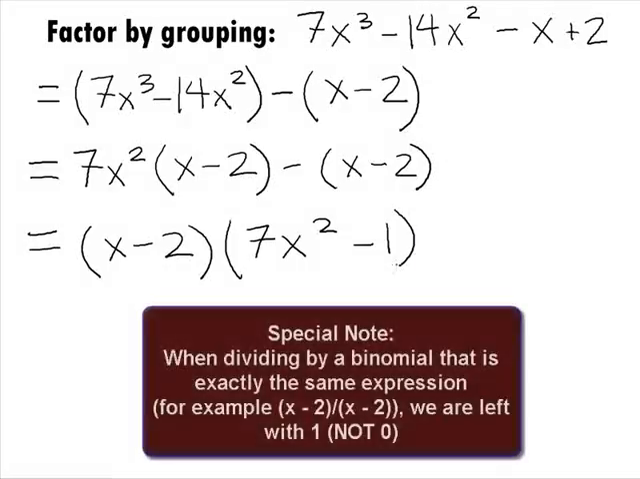Note that you need to be careful. It is tempting to put nothing or 0 when we divide x minus 2 by itself. If the GCF we are dividing out is the same as the original binomial, then we are left with a 1, not 0. That is why the second term inside the parentheses is 1.